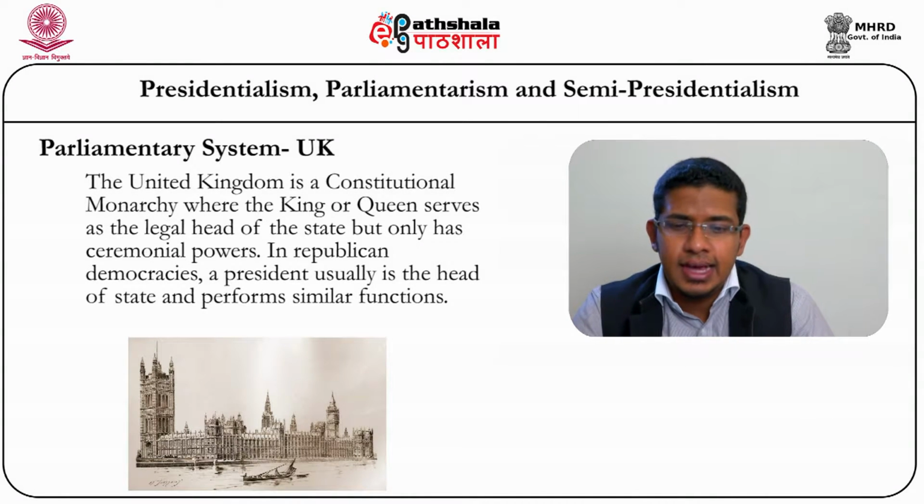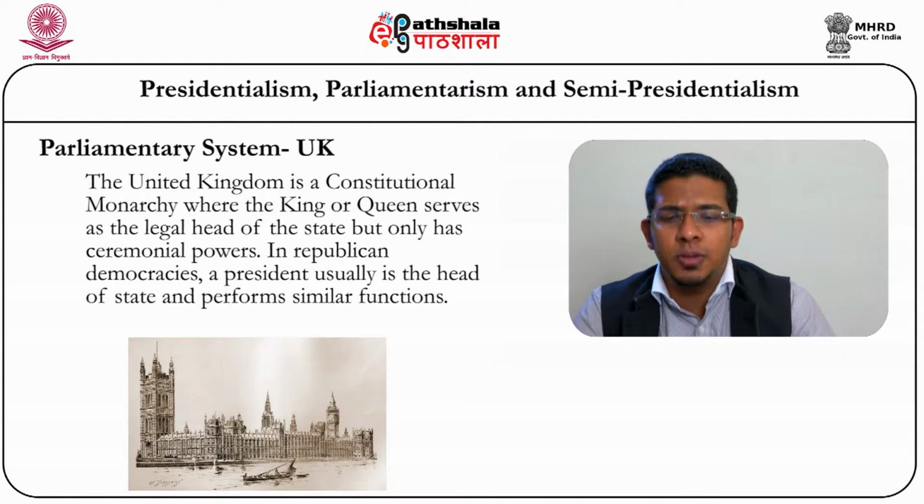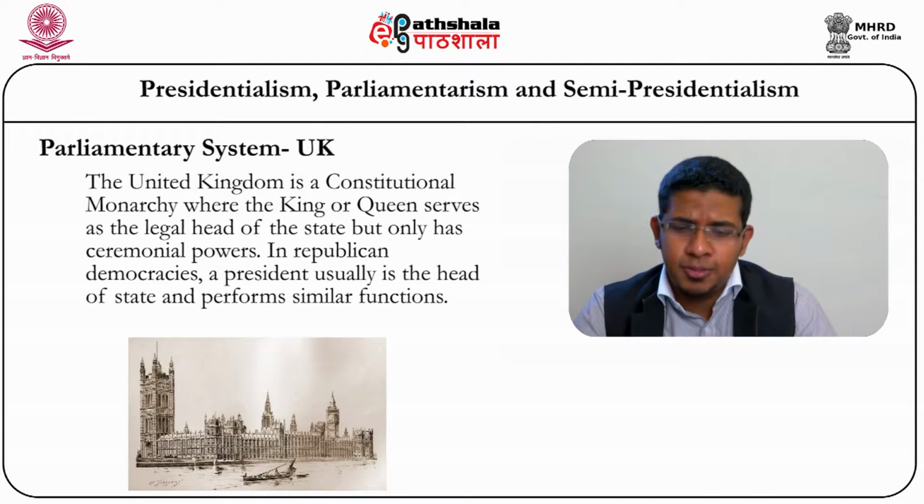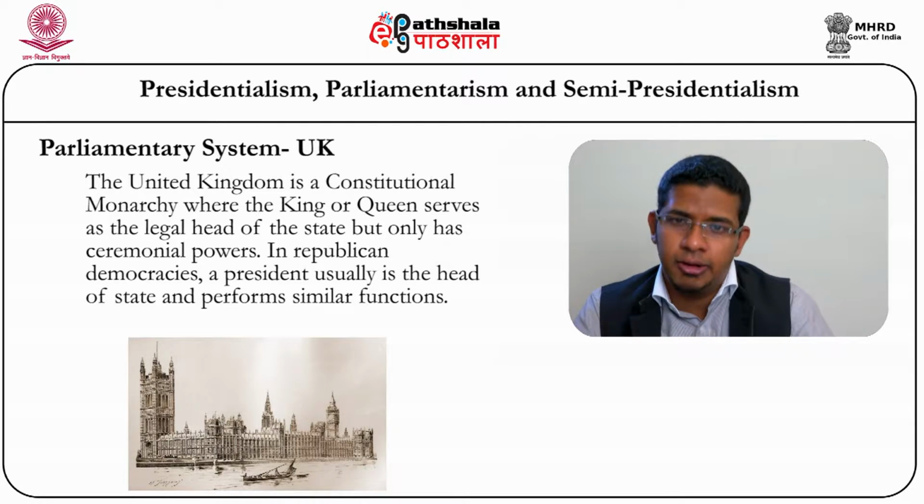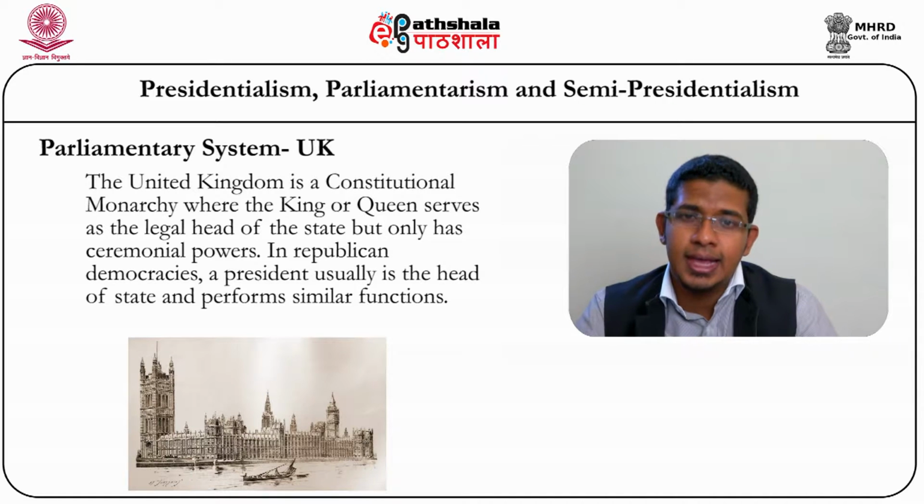The United Kingdom is a constitutional monarchy where the king or queen serves as the legal head of the state but only has ceremonial powers. In republican democracies, the president is usually the head of the state and performs similar ceremonial powers. The actual power is still vested in the cabinet, headed by the prime minister.